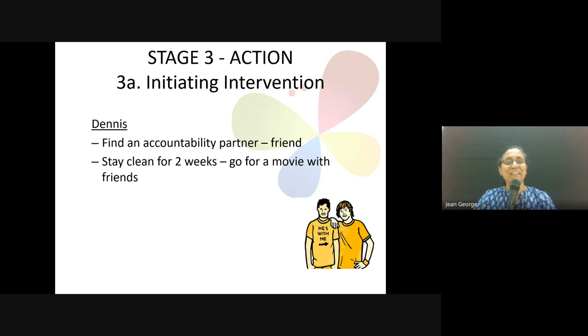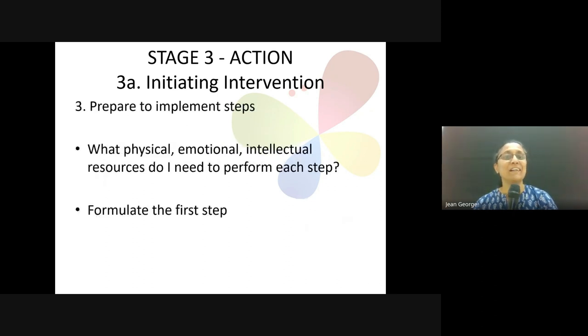All right. Okay. So, next is, you're preparing him to implement the steps. So, this is what you may have discussed about what the action is. Then you prepare him. How is he going to implement those steps? Who is he going to talk to? Which friend is it going to be? After two weeks, who's going to go out with him? So, you're really looking at what does he need? What are the resources he needs, physically, emotionally, intellectually, to perform each step?